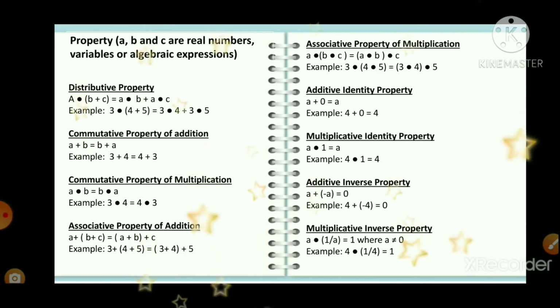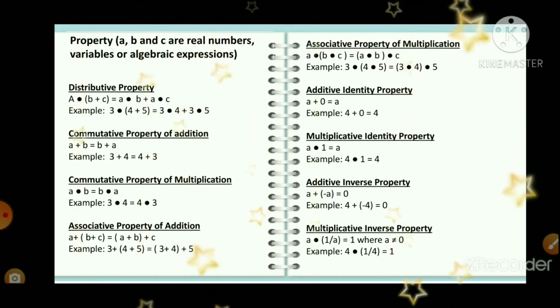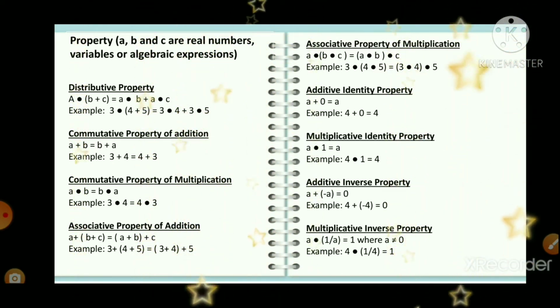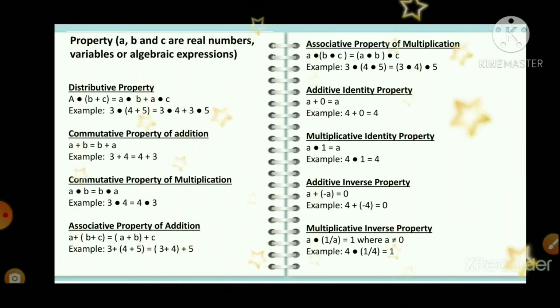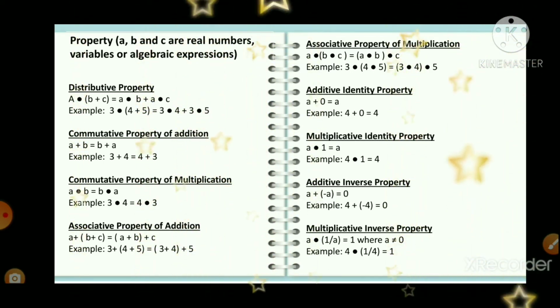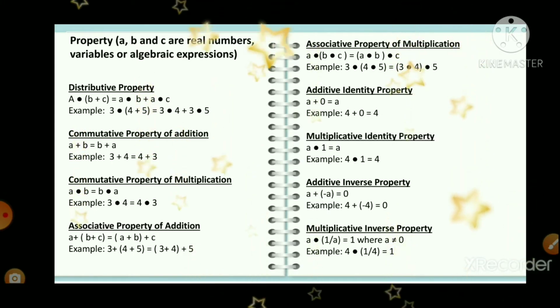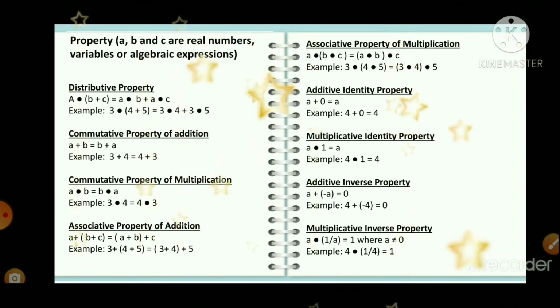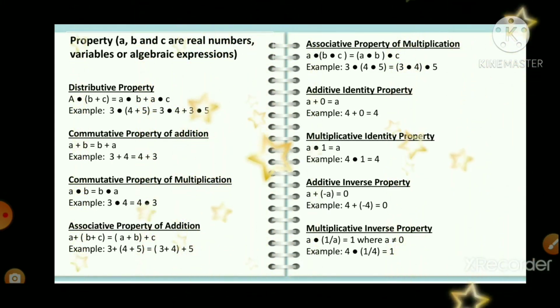Commutative property of multiplication. A times B is equal to B times A. Example, 3 times 4 is equal to 4 times 3. Same as in addition, commute means to get up and move to a new location, switch places.